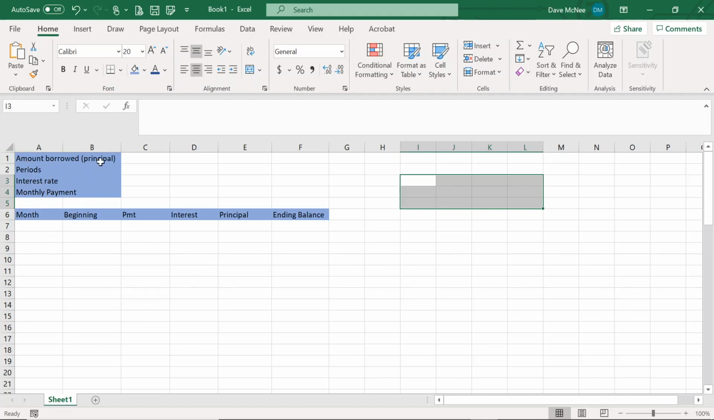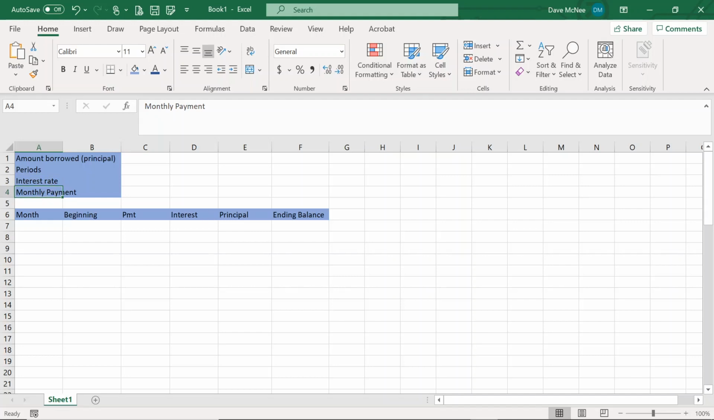So, amount borrowed, which is the amount that you're taking out or borrowing from the bank or car dealership or credit union. It's also called principal. Periods, that's the number of periods you will be making payments, and that's something that you decide with the lender, the person you're borrowing from. Interest rate, that's usually set by the organization, and then your monthly payments will be calculated by Excel.